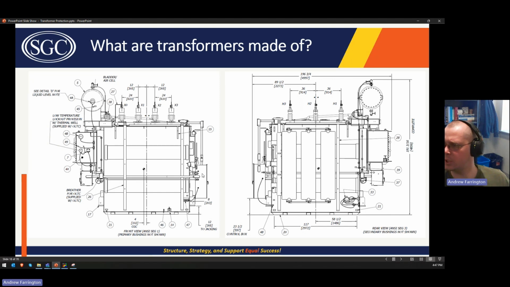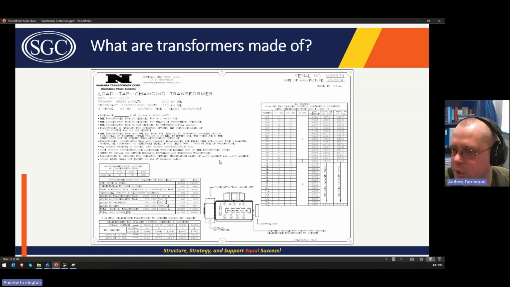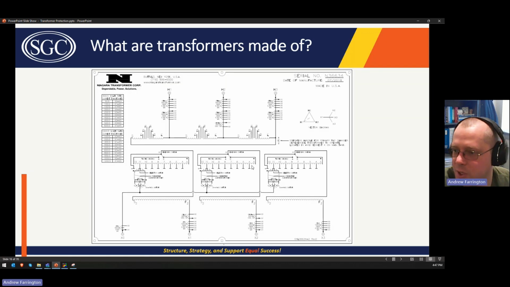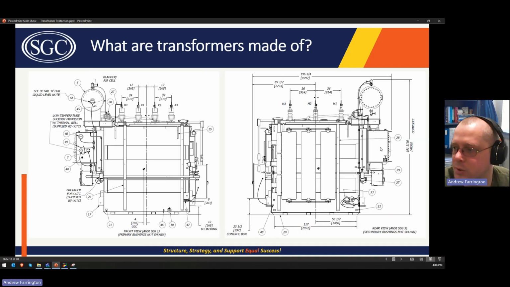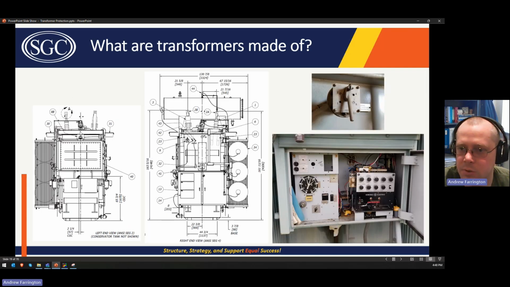This is the control box here. This is the LTC compartment. The LTC compartment will actually have the current carrying components of the LTC. So like these taps and stuff will be in that LTC compartment. Trying to think, oh, what else? I guess that's it.